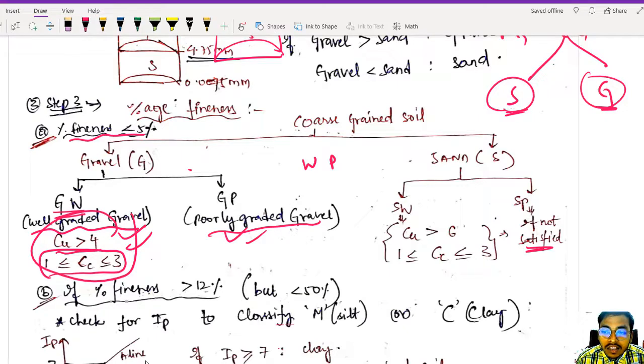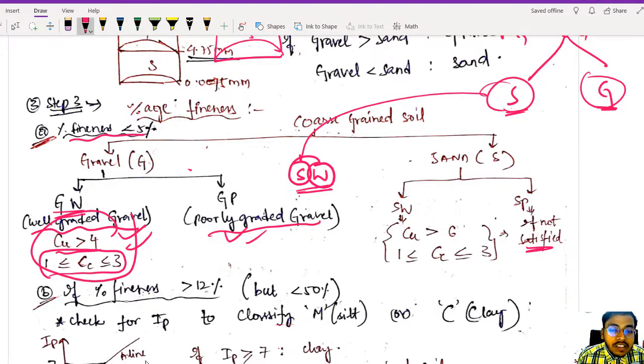As simple as that. See, when I am writing well graded sand, it is not like well graded sand, WS. We don't write WS. We have one specific way of writing. We have to write SW, because we already know it is sand, and we are further classifying it, so the grading comes after. Okay, we write SW, not WS. First we have to read the first term and then the back term. So SW means well graded sand.